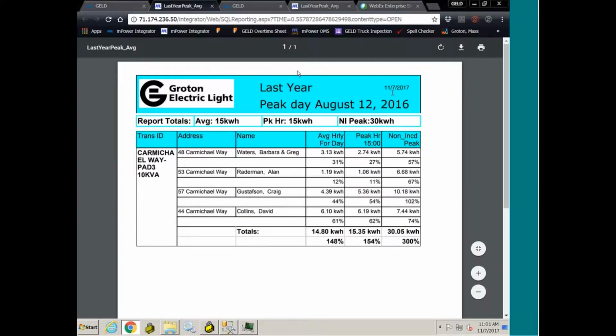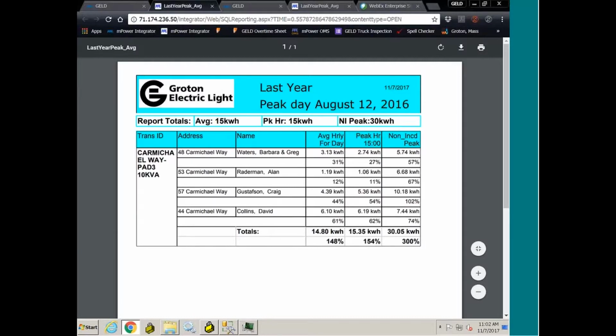Now, because we've got the AMR system linked to the GIS system and the mPower product is integrating it, the address and name is coming from our billing system. The meter data is coming from our AMR system, but the way all of the things are grouped is coming from our GIS system. So we have 3 totally separate databases linked together in one PDF report.